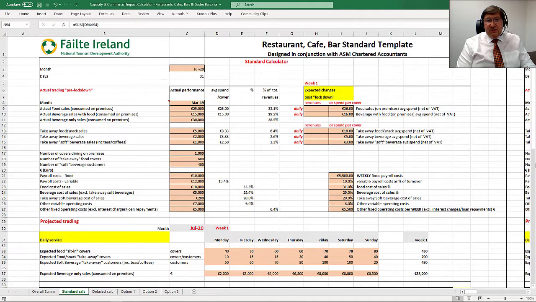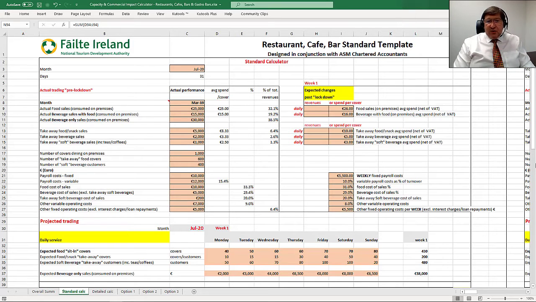The difference between the two tabs is the level of information required to be entered in each. The Standard Calc is best used by smaller businesses such as cafes, smaller restaurants, and small pubs where trading information and key performance indicators used by management and owners may be tightly focused on 4 or 5 key metrics. So this is where I will start.